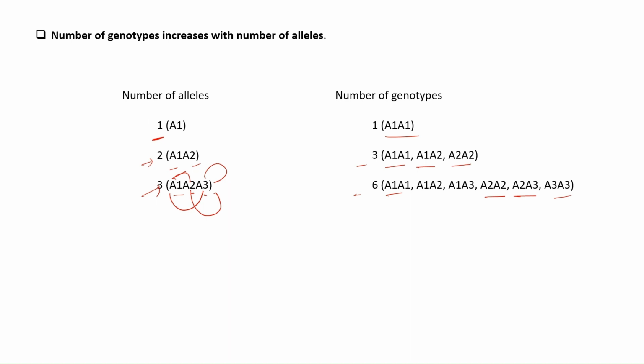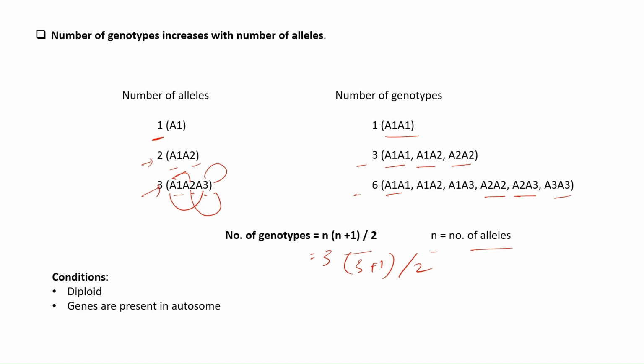So as the number of alleles increases, the number of genotypes also increases. The formula for this is: number of genotypes equals n(n+1)/2, where n is the number of alleles. If we know the number of alleles, for example 3 here, and put 3 in this formula, we can get the number of genotypes.